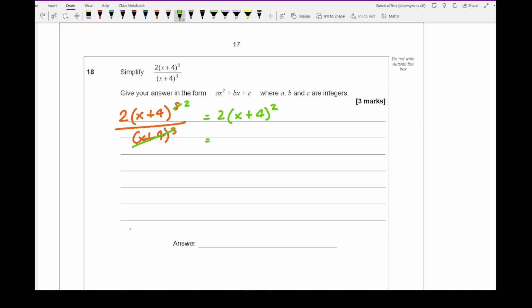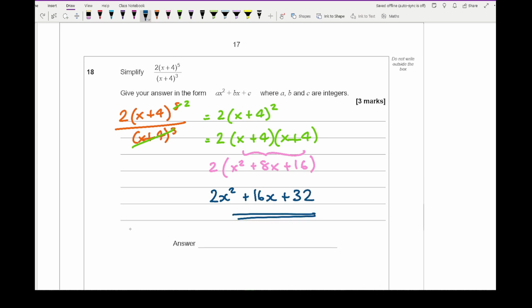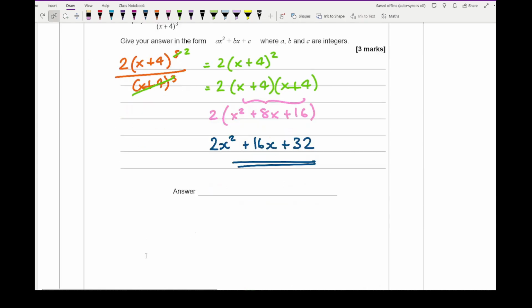Now from this, what we then want to do is expand the bracket. So recognizing that x plus 4 squared is x plus 4 multiplied by x plus 4. So if I then multiply these double brackets first, then I'm going to end up with x squared plus 8x plus 16. And then multiplying everything by 2, I get 2x squared plus 16x plus 32. And there is my answer for that.